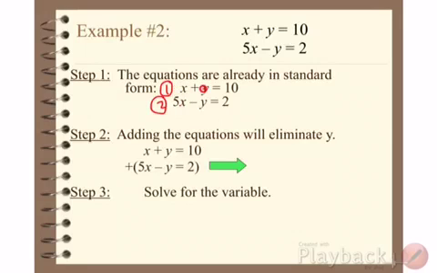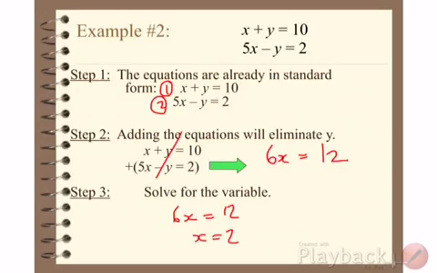So straight away I'm looking at coefficients. That's 1 and that's 5. This one's 1 and negative 1. So these are the same coefficients, so I can cancel using them. So if I cancel using them, my y's will cancel and I'll have x plus 5x, which is 6x, is equal to 10 plus 2, which is 12. Okay, now I solve for the variable. If 6x is equal to 12, then x is obviously equal to 2.